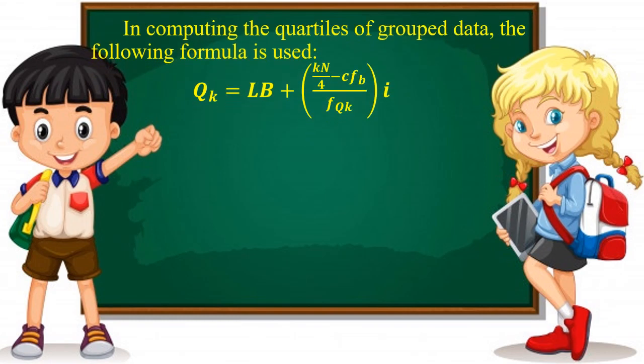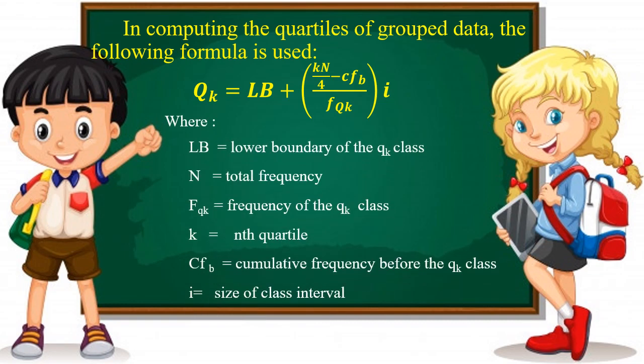In computing the quartiles of grouped data, the following formula is used. QK equals LB plus (KN over 4 minus CFB) over FQK times the interval, where LB is the lower boundary of the QK class, N is the total frequency, FQK is the frequency of the QK class, K is the nth quartile, CFB is the cumulative frequency of the class before the QK class, and I is the size of the class interval.